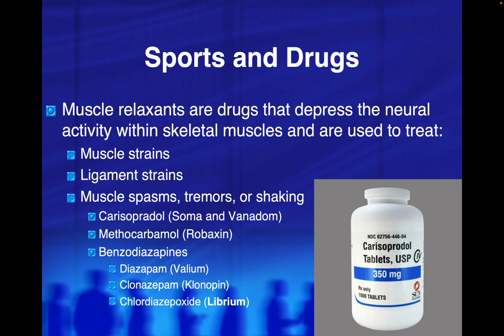Muscle relaxants are drugs that depress the neural activity within skeletal muscles and are used to treat muscle strains, ligament strains, muscle spasms, tremors, or shaking. Carisoprodol, also known as Soma or Vanadom, methocarbamol, also known as Robaxin, the benzodiazepines, diazepam, which is also known as Valium, clonazepam, which is also known as Klonopin, and chlordiazepoxide, which is also known as Librium.